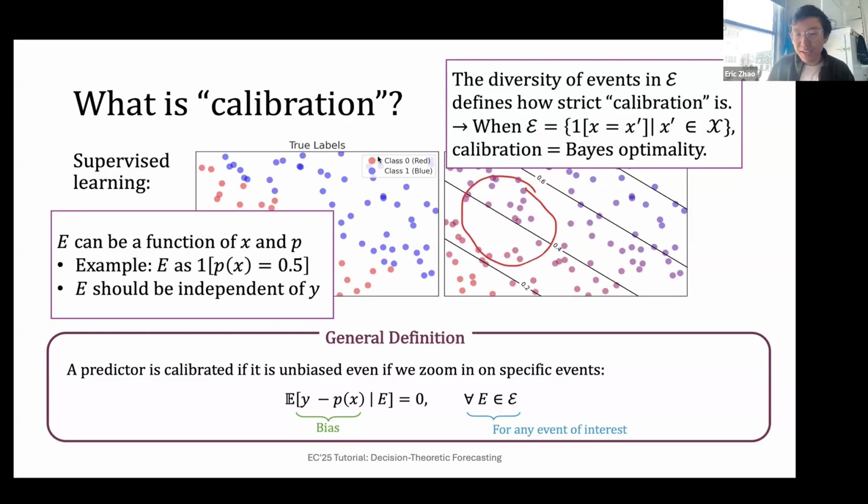And one great example is if I ask my model to be unbiased, even if I zoom in on every individual point in my domain, then that is equivalent to asking that my predictor is the Bayes optimal classifier. In other words, if I want such a strong notion of calibration, I basically need to know exactly what the probability of y given x is for my entire data distribution. And so calibration from this perspective is just interpolating between a more general notion of marginal unbiasedness and, on the other end of the spectrum, Bayes optimality.